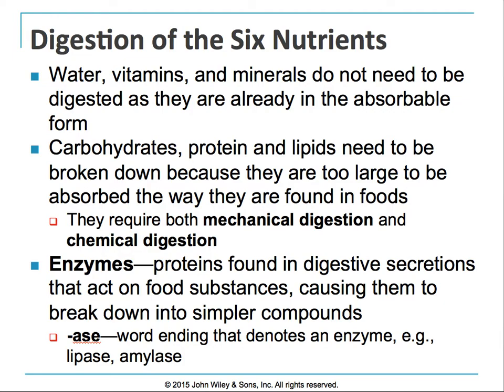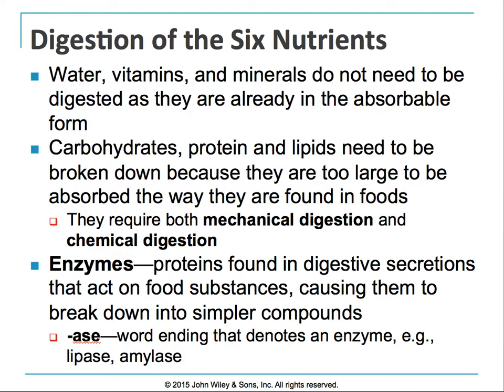Carbohydrates, protein, and lipids need to be broken down because they're too long to be absorbed the way they're found in foods. They require both mechanical digestion. Mechanical digestion is like the act of chewing, right? You're breaking down that food with your teeth. And chemical digestion, which is the use of enzymes and other chemicals to help in the digestive process.